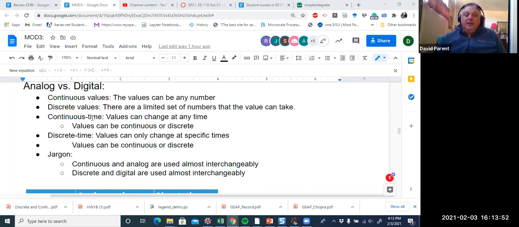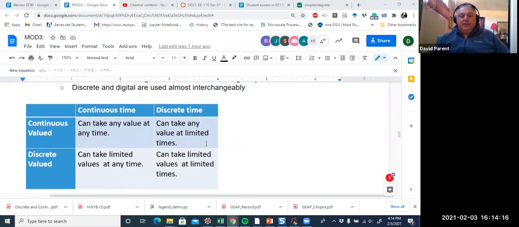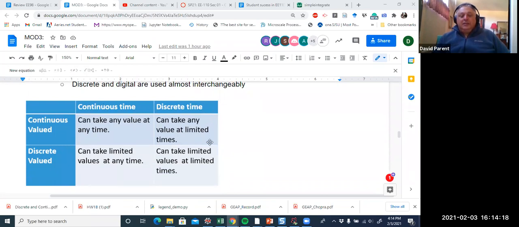Continuous time means it could change at any time, right? But that doesn't mean the values are continuous or discrete. And then there's discrete time, where things change only at certain times, but in fact, they can be a continuous or a discrete value. All right. And this table should be helpful when you're doing the homework.